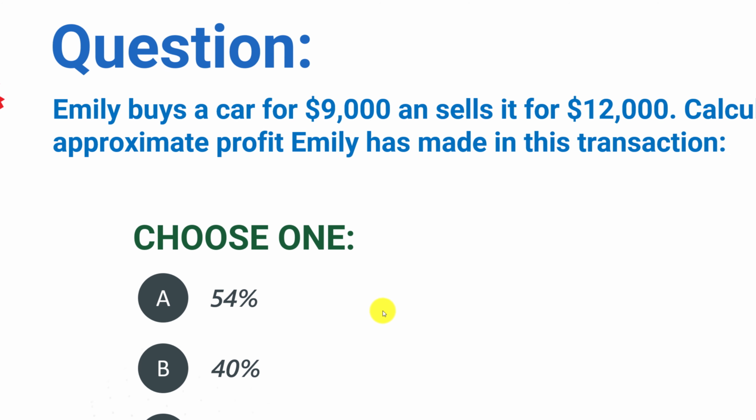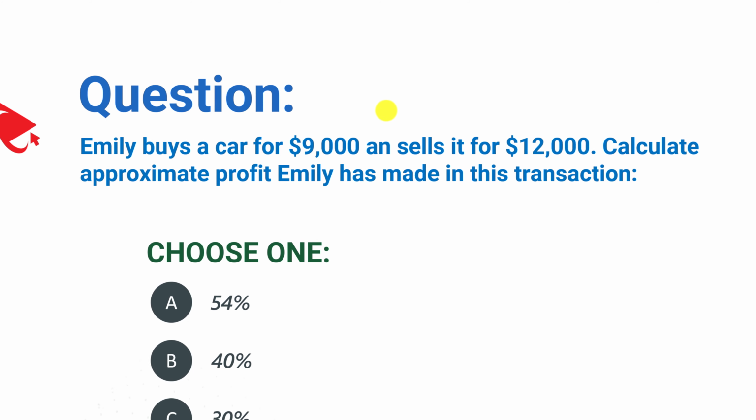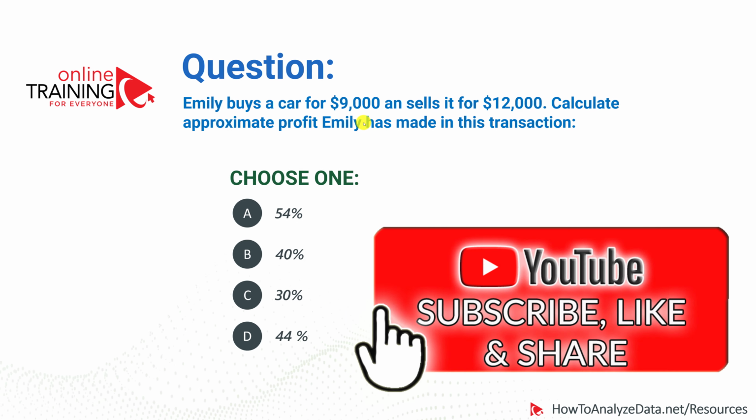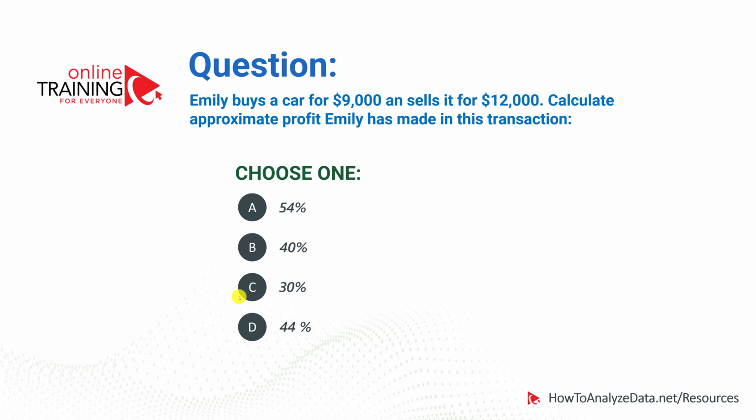First, to answer the question here, you need to calculate the actual profit. And the profit is $12,000 minus $9,000, which is equal to $3,000. Then you need to calculate the profit percentage, which is calculated by $3,000 divided by $9,000, because $9,000 is the original price. And the value that you will get is 30%. So choice C is correct.